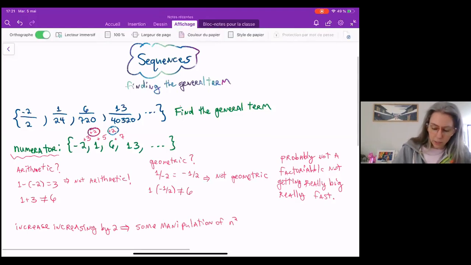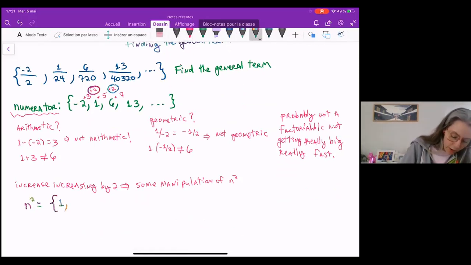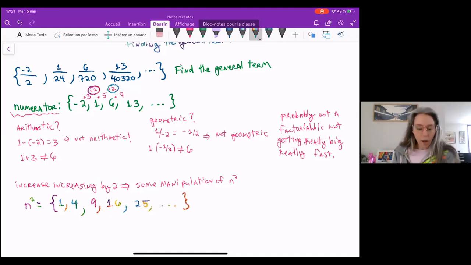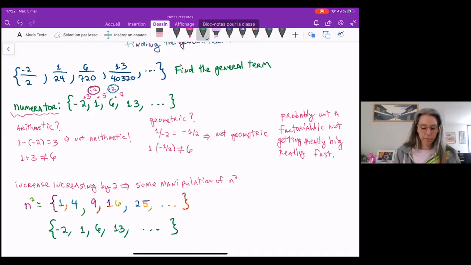So I'm just going to write down the sequence n squared. What n squared looks like is 1 squared, which is 1, 2 squared, which is 4, 3 squared, which is 9, 4 squared, which is 16, 5 squared, which is 25, and so on. So then the question becomes, how do I get from n squared to the sequence in question?